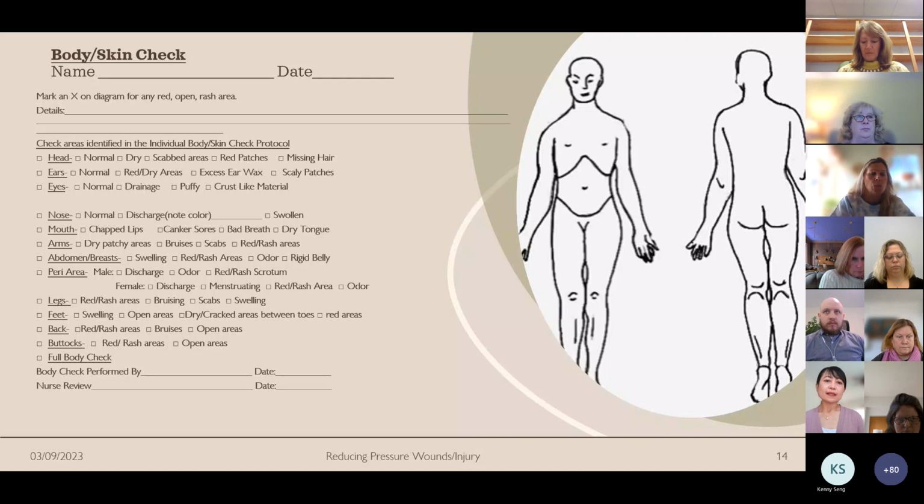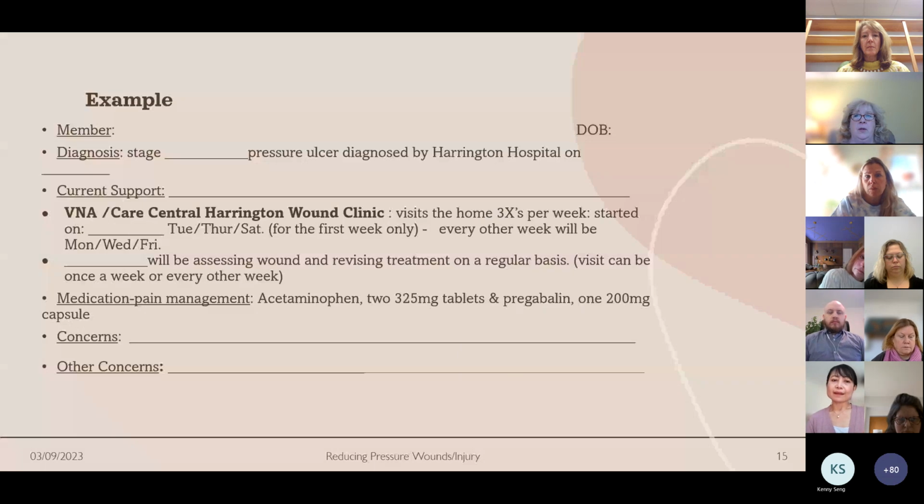So this is just an example of something that you can create with, of course, the picture. For example, you have the member's diagnosis. What is the diagnosis? The stage. I put this still has the Harrington Hospital. This is from one of the members who received care from this hospital. Current support. What is the current support? If the current support is like a VNA, then put that in there and explain. Visit the home 3 times per week.